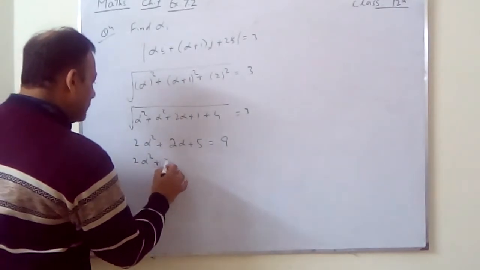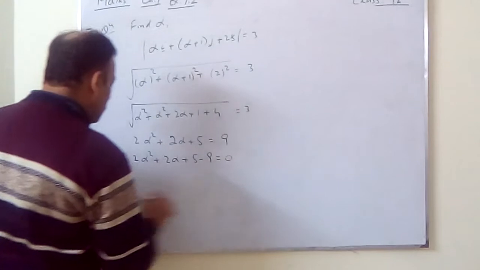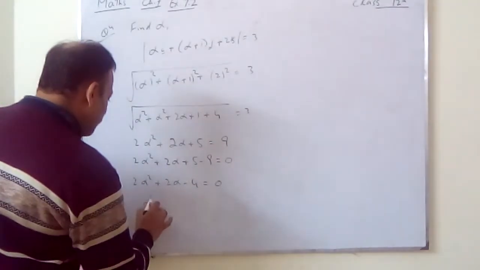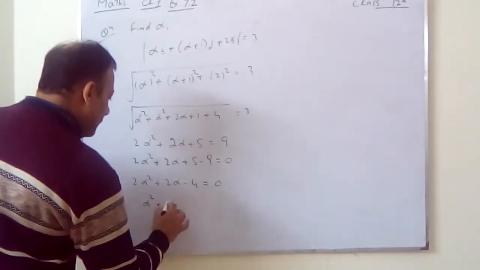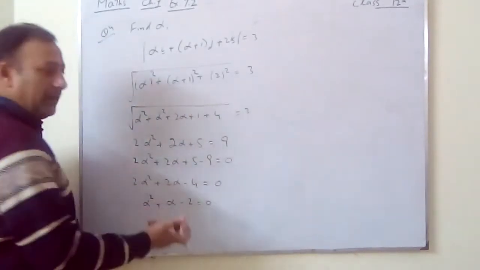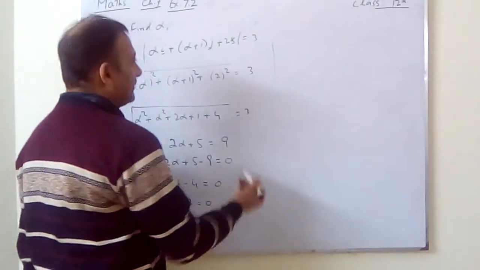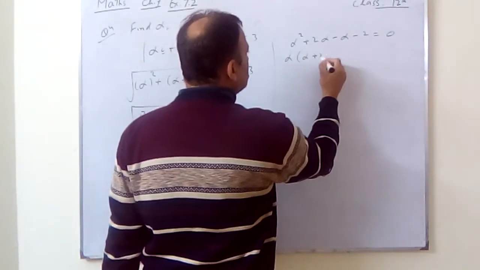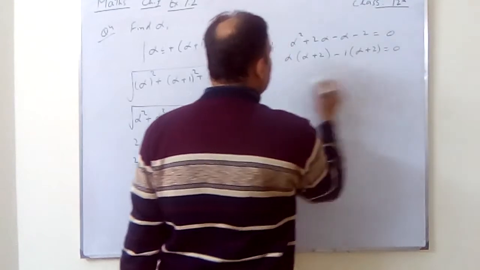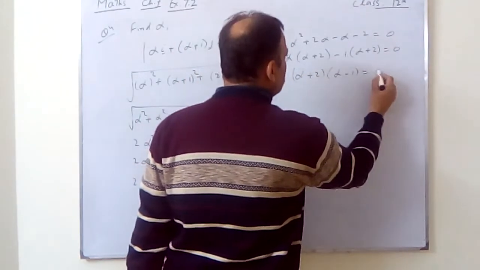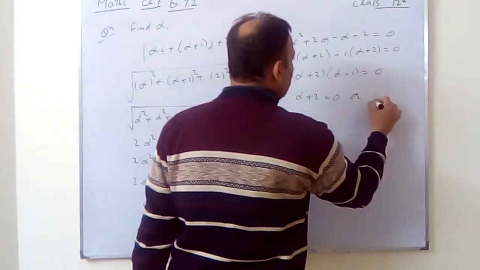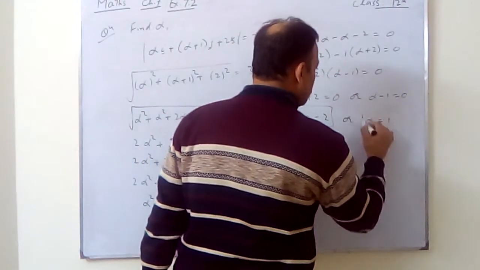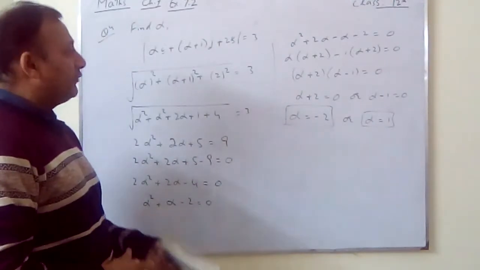So alpha square plus 5 minus 9 is equal to 0, or alpha square minus 4 is equal to 0. So make the factorization here, process is there, and get the answer. So alpha plus 2 and alpha minus 1 is equal to 0. Alpha plus 2 is equal to 0, or alpha minus 1 is equal to 0. So alpha is equal to minus 2 or alpha is equal to 1. These are the two values of alpha we have.